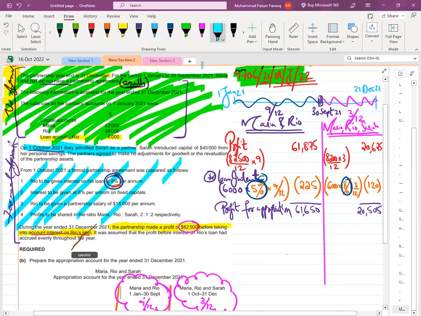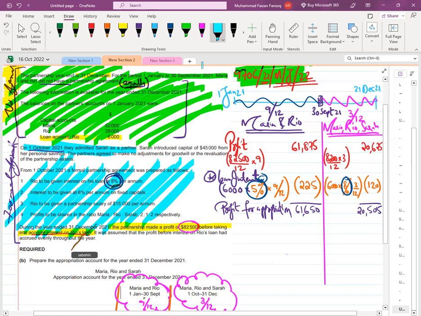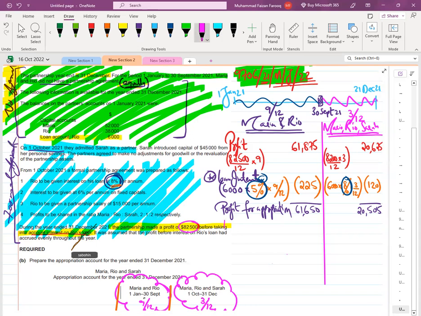I am highlighting this in another color. Here we have interest on capital, interest on drawing, we have salaries, each and everything. So we are going to do that. First is salary.